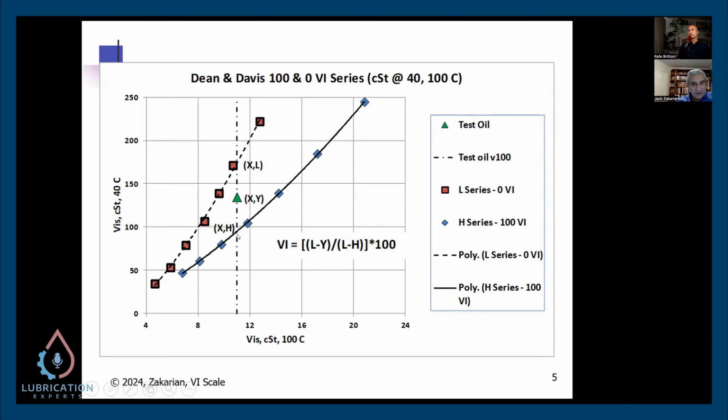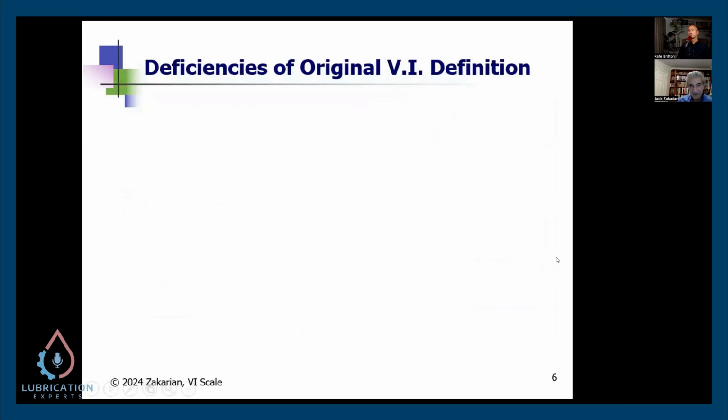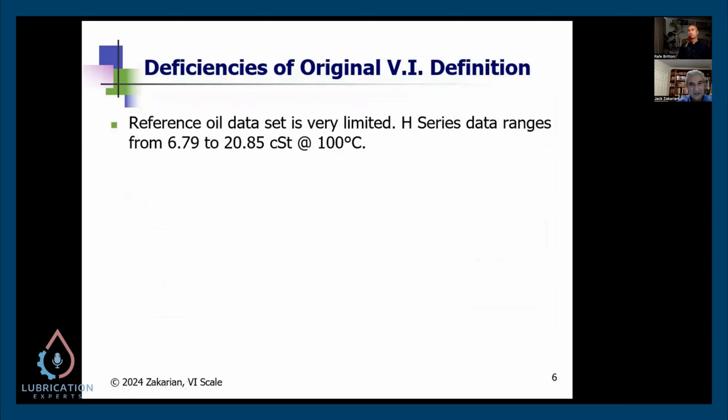And anything down here, if your vis at 40 is lower than about 95 or so, any vis's lower than that give you a VI greater than 100. So again, this was everything that went into the original definition of VI. Now, that definition has an awful lot of deficiencies, which I'll get into now.